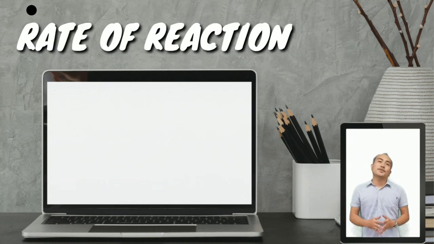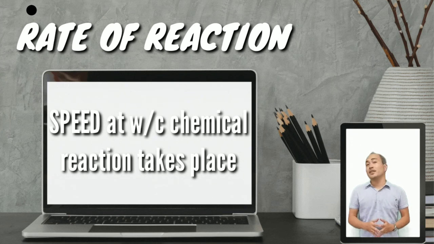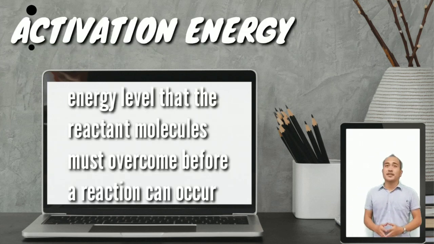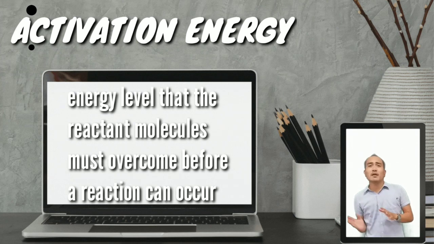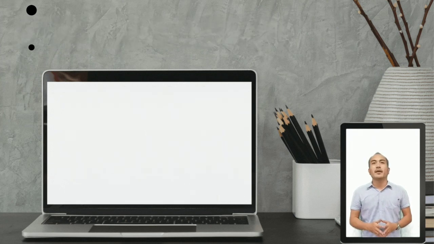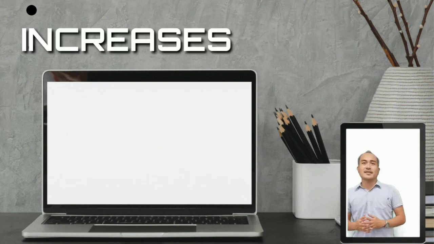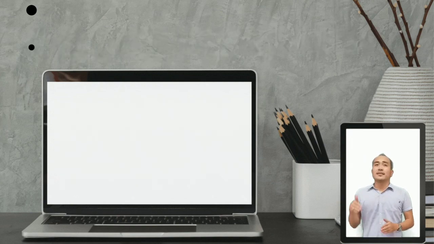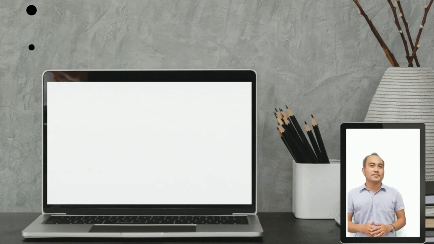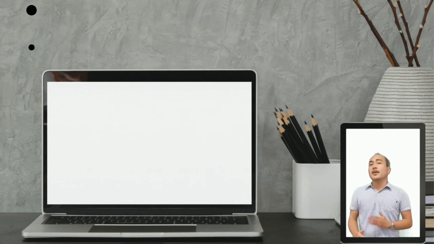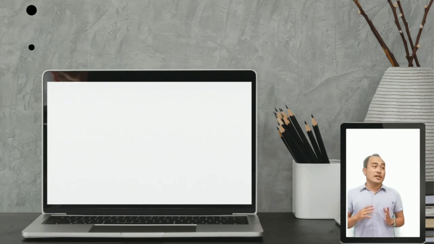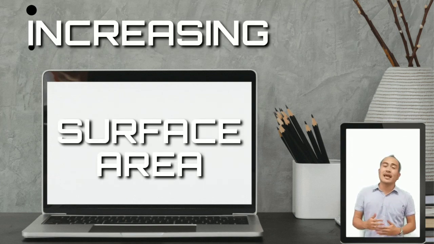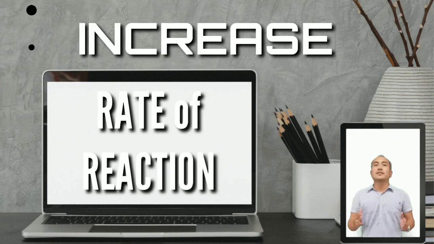To recap, rate of reaction is the speed at which a chemical reaction takes place. Activation energy is the energy level that the reactant molecules must overcome before a reaction occurs. In general, a factor that increases the number of collisions between particles will increase the reaction rate, and a factor that decreases the number of collisions between particles will decrease the chemical reaction rate. Therefore, increasing the temperature, increasing the concentration of dissolved reactants, increasing the pressure of gaseous reactants, increasing surface area of solid reactants, and using catalysts will increase the rate of reaction.